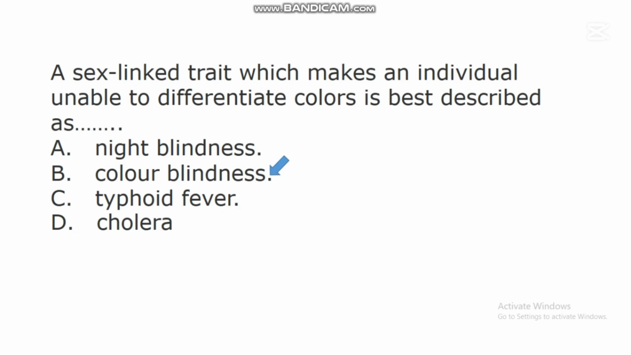Color blindness is a sex-linked trait which makes an individual unable to differentiate colors. So once an individual is suffering from this color blindness, he or she will find it very difficult to differentiate colors of things.